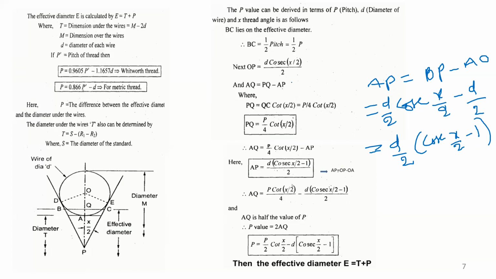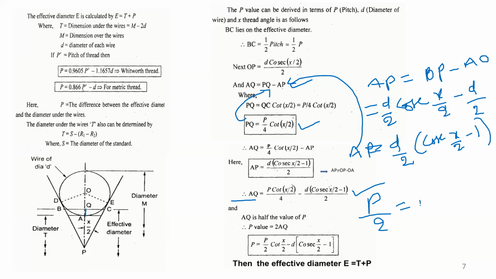Now we know AP value and then PQ value. So by substituting AP value in this expression and PQ value in this expression, we will get AQ is equal to P by 4 cot x by 2 minus d by 2 into cosecant x by 2 minus 1. So what is AQ? It is P by 2.